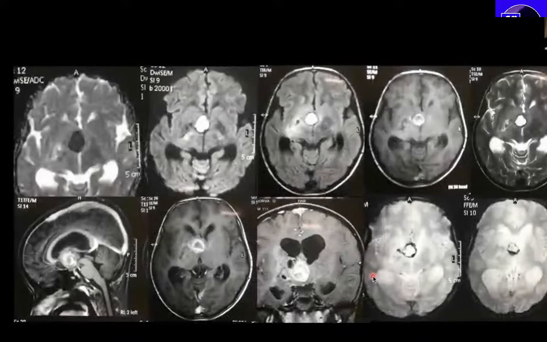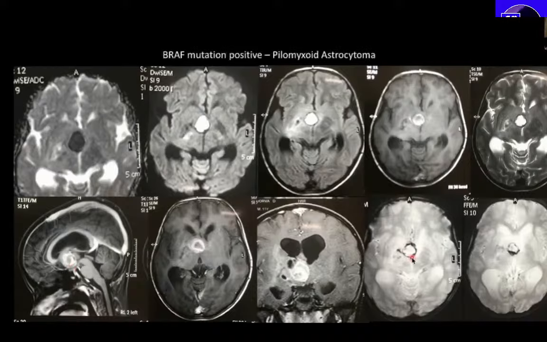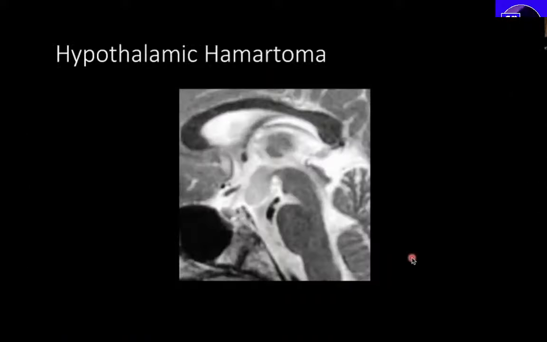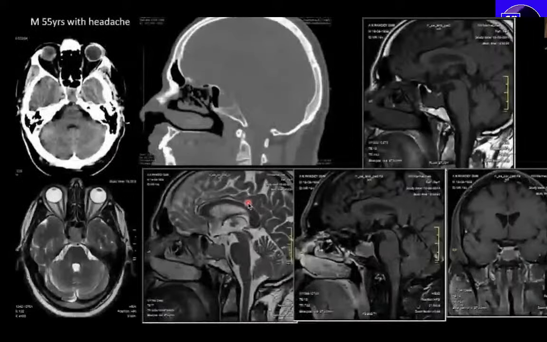Another patient with a suprasellar lesion with blooming, extensive blooming on gradient sequence. So is it calcium? Is it blood? It is hyperintense on T1 weighted images also. This is actually a suprasellar mass with hemorrhage within. This patient is a pilomyxoid astrocytoma with BRAF mutation positive. Another suprasellar mass is a hypothalamic hamartoma, apart from a hypothalamic and opticochiasmatic glioma.